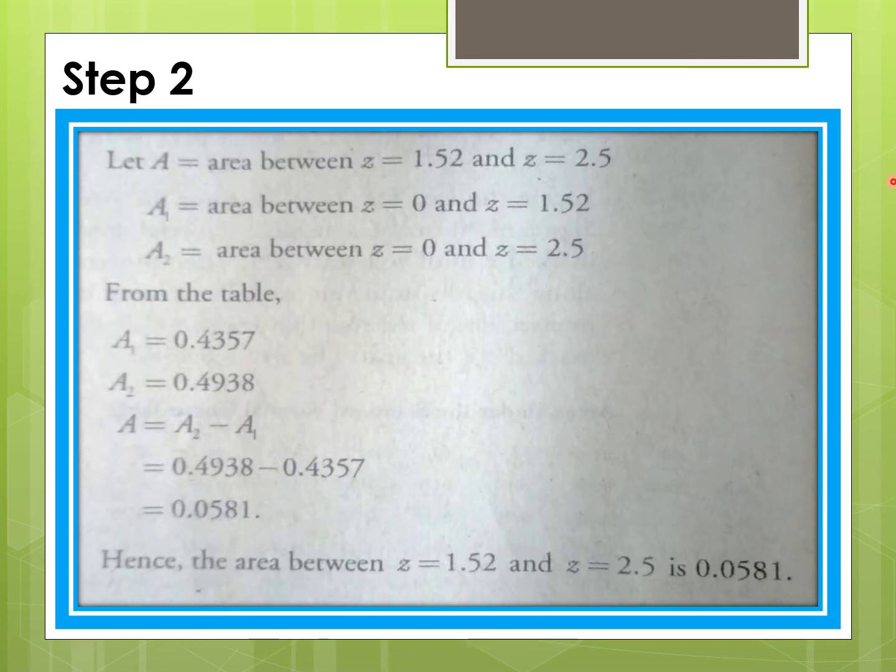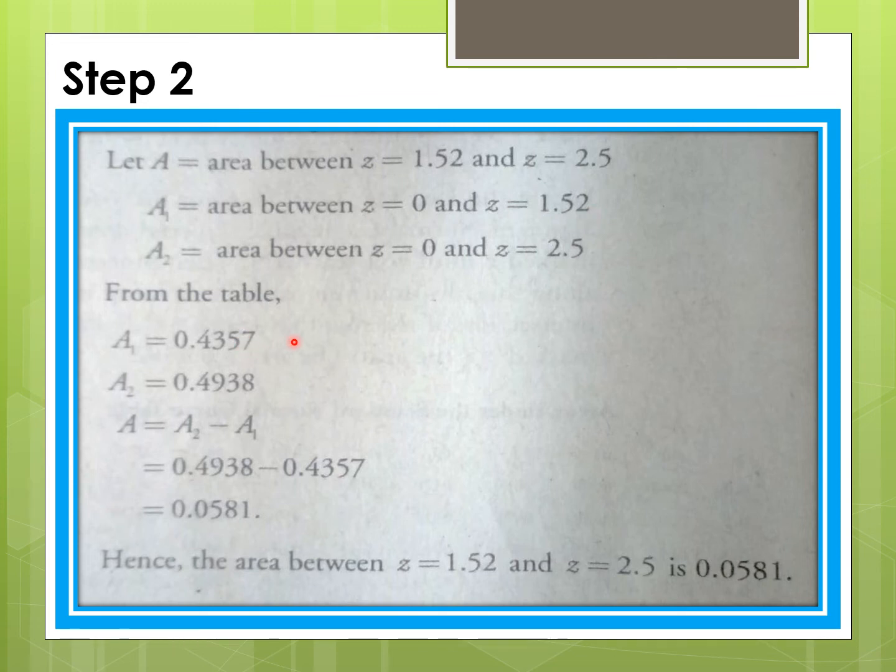So, here's the second step. Let A equal the area between z = 1.52 and z = 2.5. So, yan yung hinahanap nating area. Pero bago natin makuha yan, hanapin muna natin yung area between z = 0 and z = 1.52.